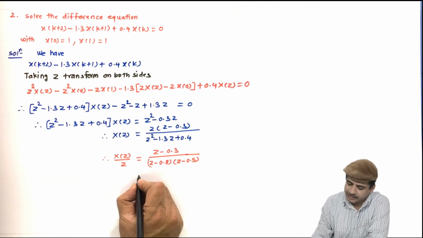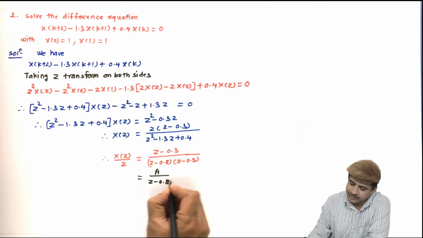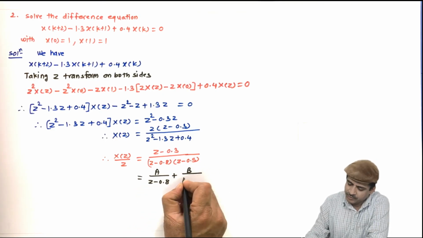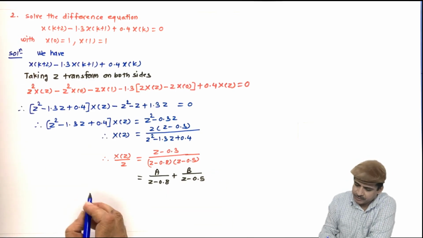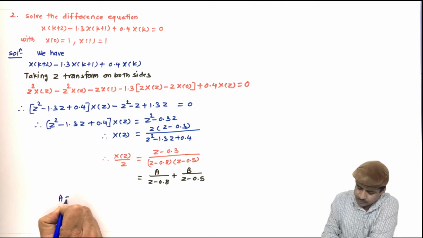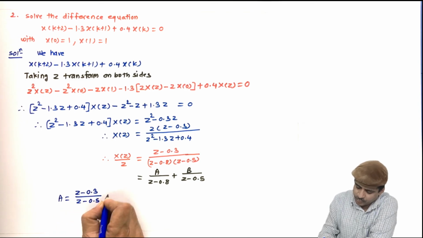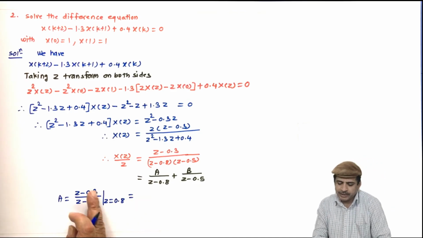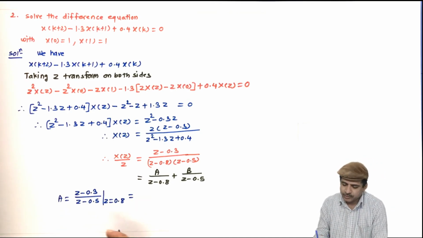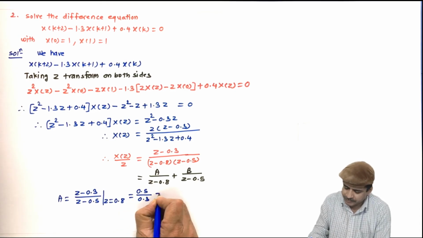and hence this can be written as a upon z minus 0.8 plus b upon z minus 0.5. Let us find a and b. So here a is equal to z minus 0.3 divided by z minus 0.5 with z equal to 0.8. So 0.8 minus 0.3 is 0.5. So it's 0.5 divided by 0.3, that is 5 by 3.